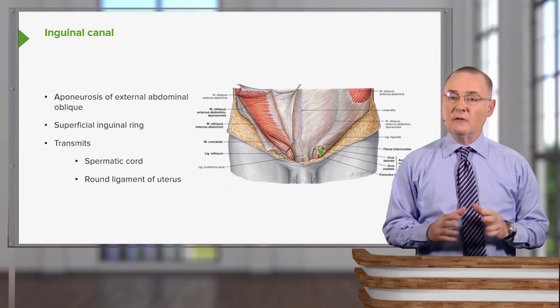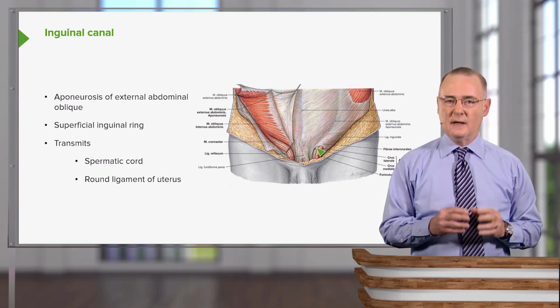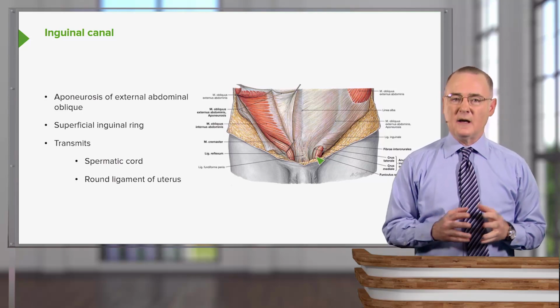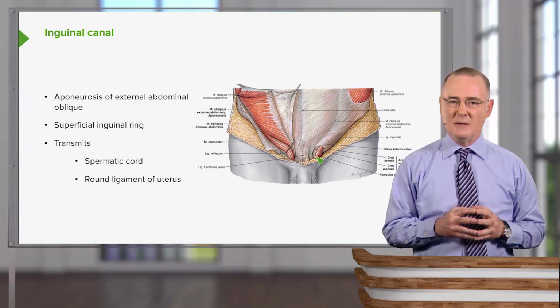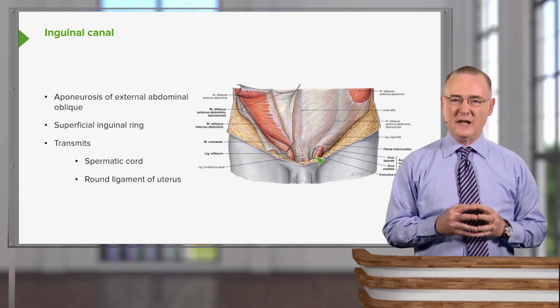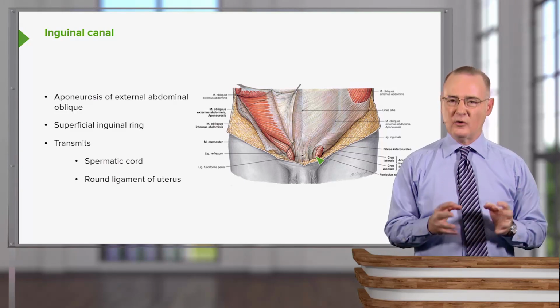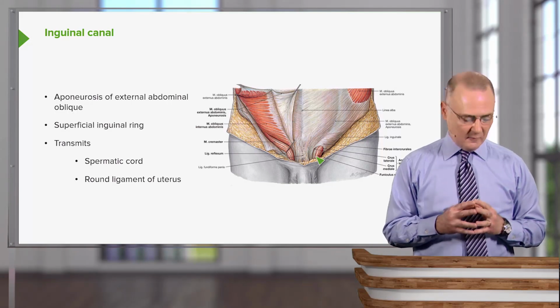The inguinal canal transmits two major structures, the spermatic cord in the male, and then it also transmits a supporting ligament of the uterus in women, referred to as the round ligament. There are certainly some other structures that are transmitted, but for this overview presentation, this will suffice for now.